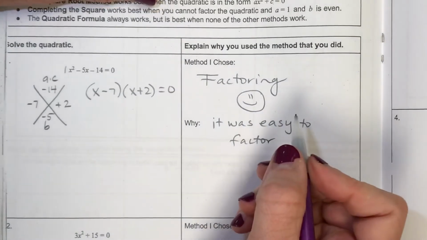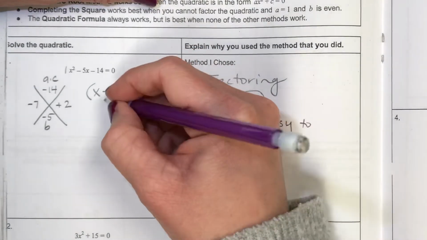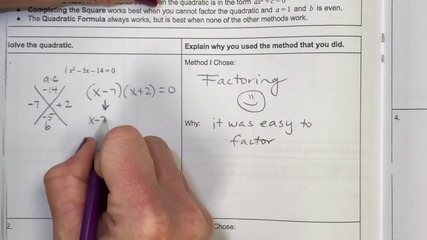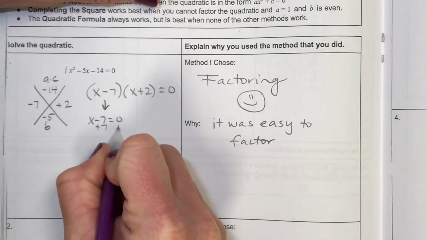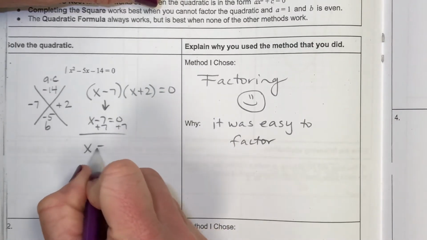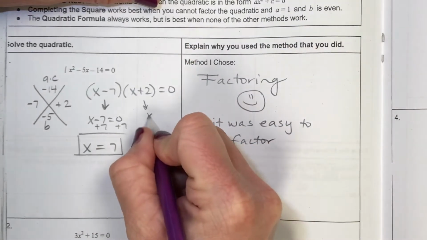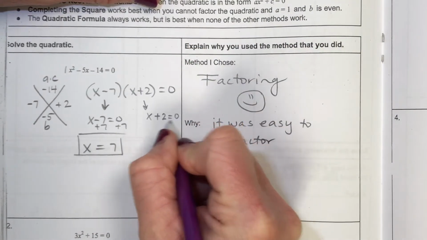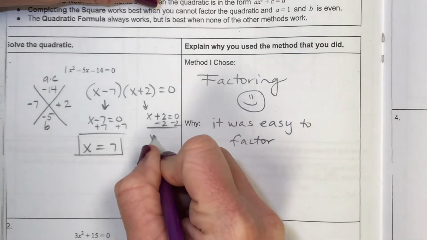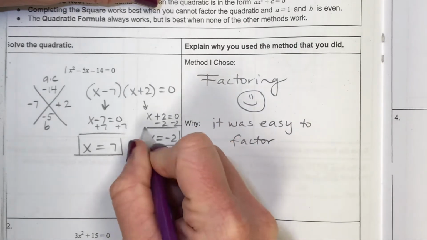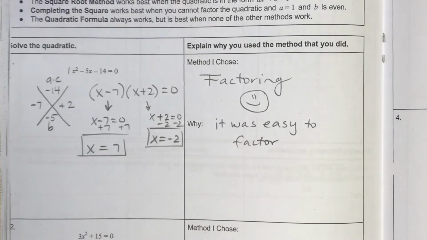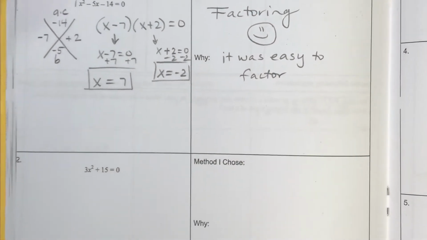And now to solve by factoring, set each factor equal to 0. So x minus 7, set that equal to 0. And one of my solutions will be positive 7. And then my other factor, set this one equal to 0. And my solution will be negative 2. So 2 solutions here, and factoring I did because it was easy.